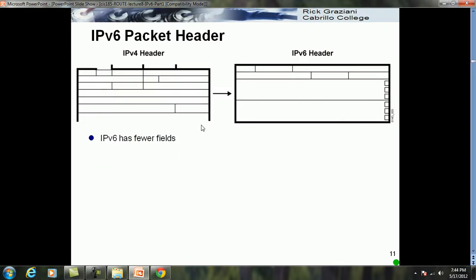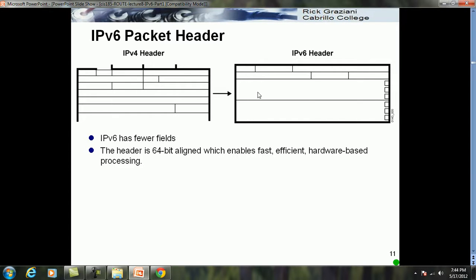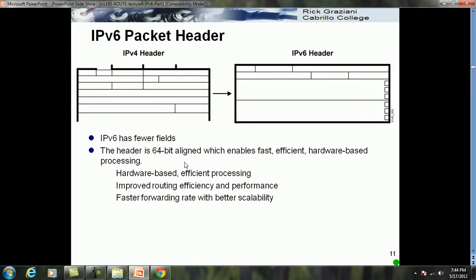You will see this practical. A comparison of the IPv6 packet header. It has very few fields compared to your IPv4 header. The header is 64-bit aligned, which enables fast, efficient hardware-based processing. So improved routing efficiency and performance, faster forwarding rate. The IPv6 address fields are 4 times larger than in IPv4. Yes, the fields are bigger. IPv6 header is 40 octets.